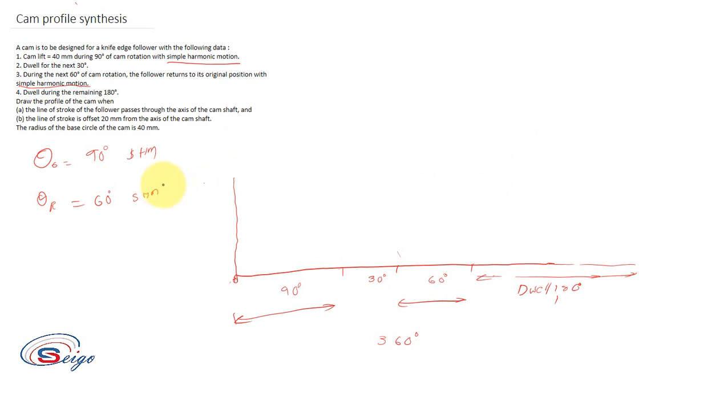Okay, so this much of distance will be equal to the stroke length S. So here S will be equal to 40 mm. It's given in the question. Cam lift is equal to 40 mm. For simple harmonic motion, displacement diagram will be constructed by using the following procedure.